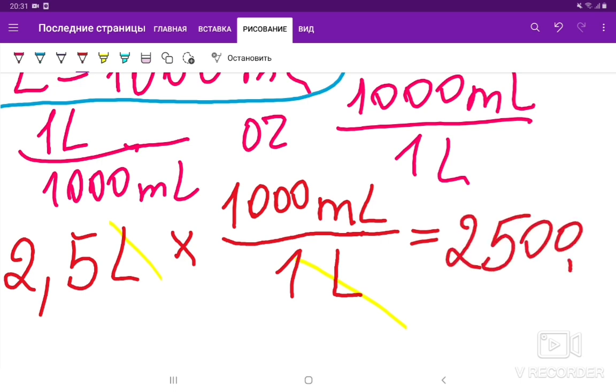It's the same as if we multiply 2.5 by 1000, because we know 1 liter is 1000 milliliters. So for converting liters into milliliters we just multiply by 1000. The idea is the same, just here we use a conversion factor. We get the same result. Now let's take one problem and solve it using dimensional analysis.